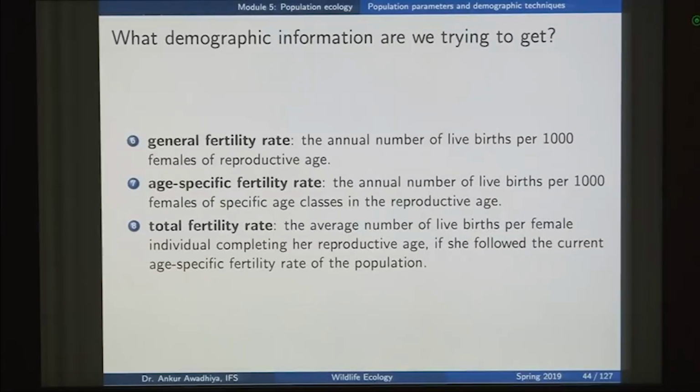Or total fertility rate, the average number of live births per female individual completing her reproductive age if she followed the current age specific fertility rate of the population. So you are integrating the whole values.